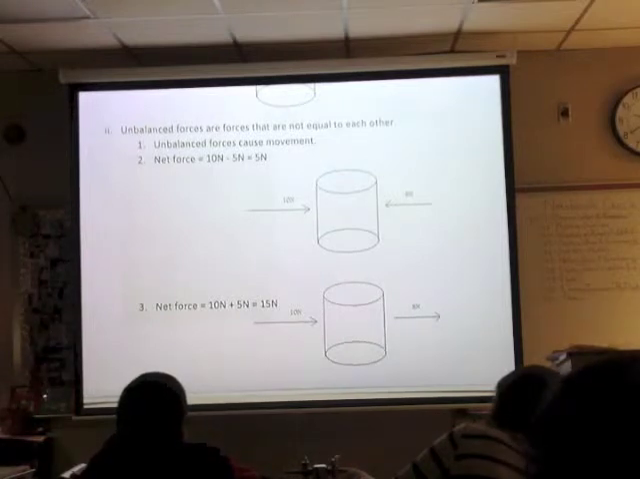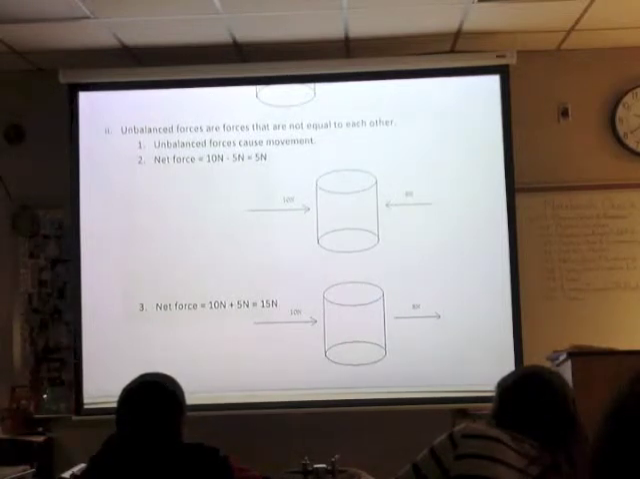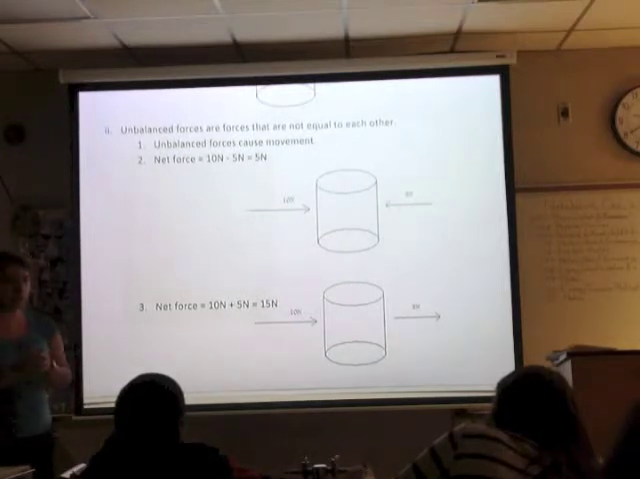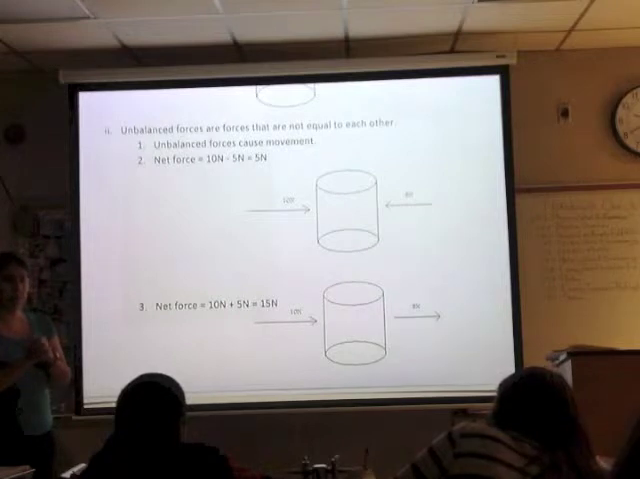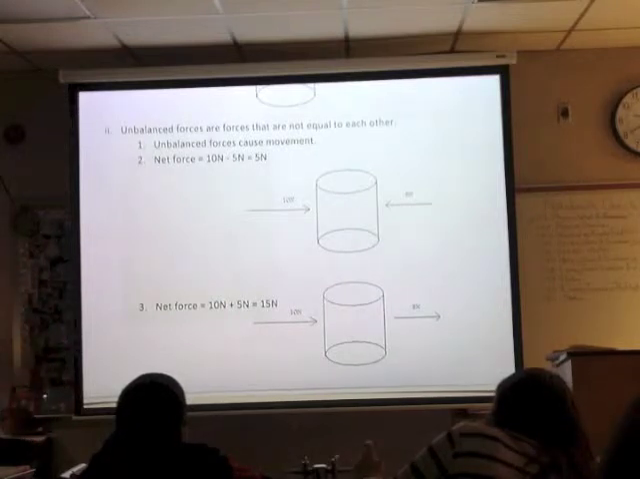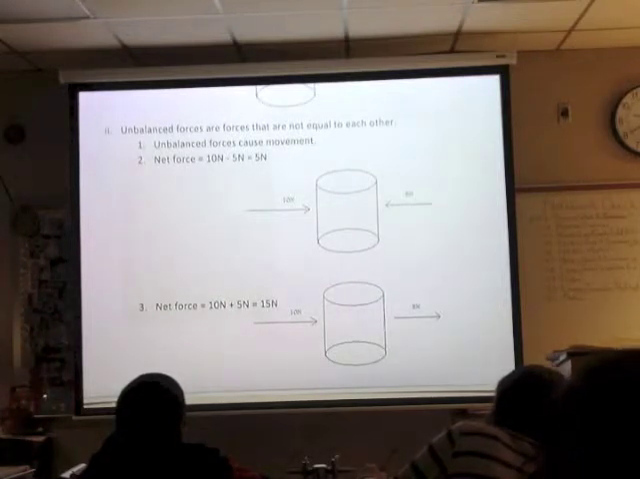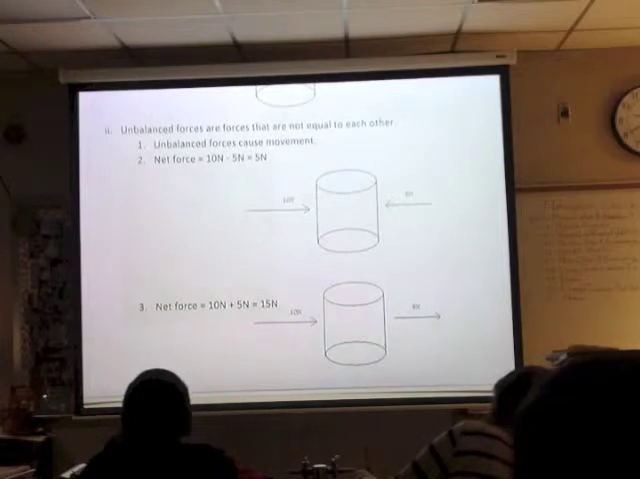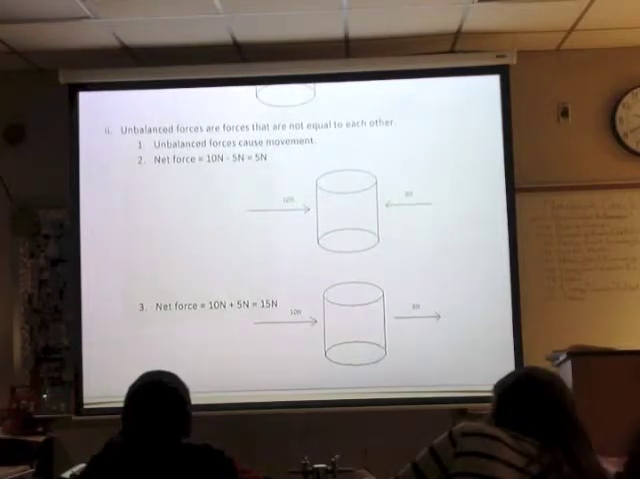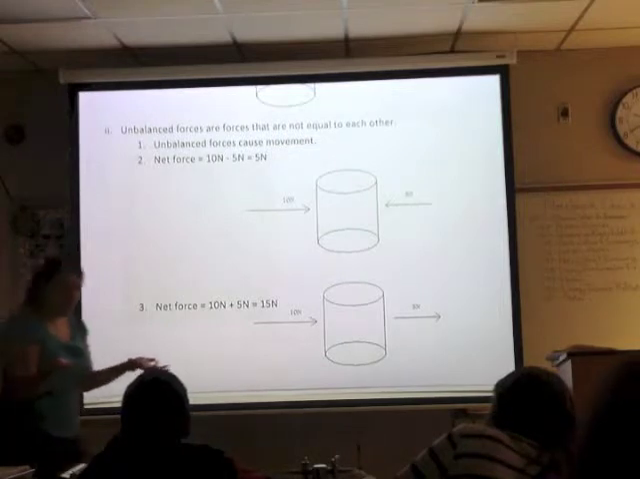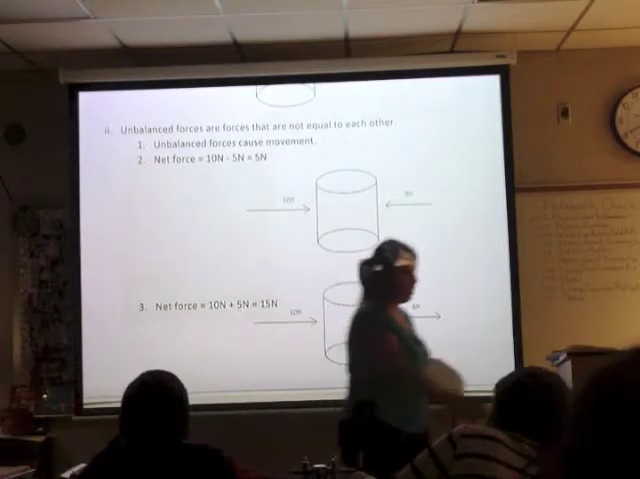So, if both of these objects are the exact same mass, which one do you think is going to be moving faster? Number 3. And the one at the bottom? Why do you think it's going to be the one at the bottom? Because it has more energy. There's more force. It has more newtons than the top. It has more force acting on it. Doesn't that make sense? If I push on something harder, isn't it going to move faster?